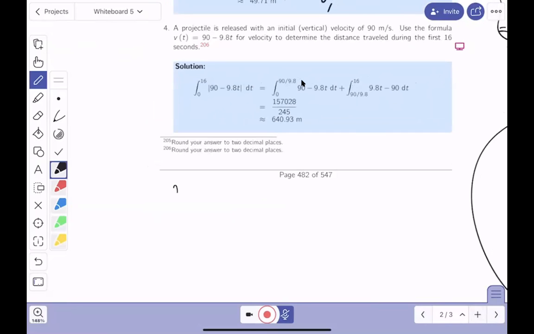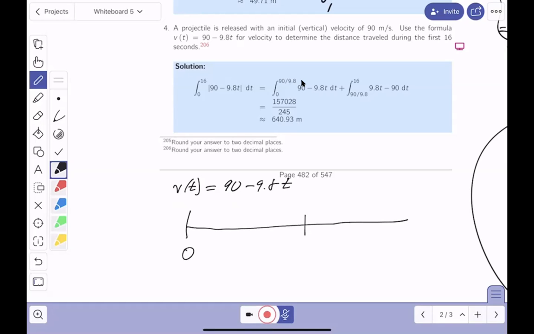All right. So I've got to be concerned now before I set the integrals up. So v(t) is 9 minus 9.8t. All right. So my understanding here is that it says a projectile is released with initial vertical velocity. And if it's vertical velocity, it's going up and then it's going back down. All right. So I'm going to say, you know, our analysis here is going to start at 0.